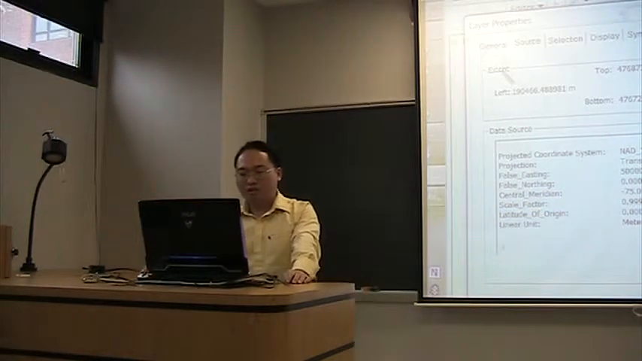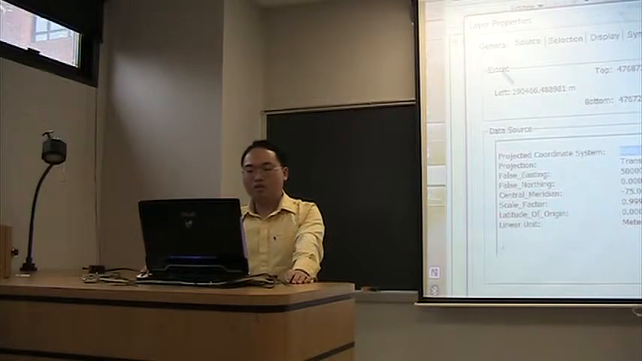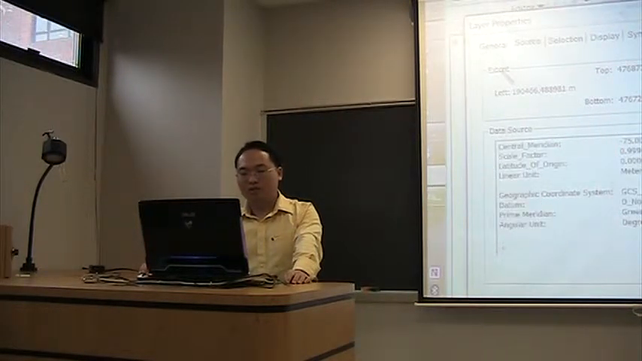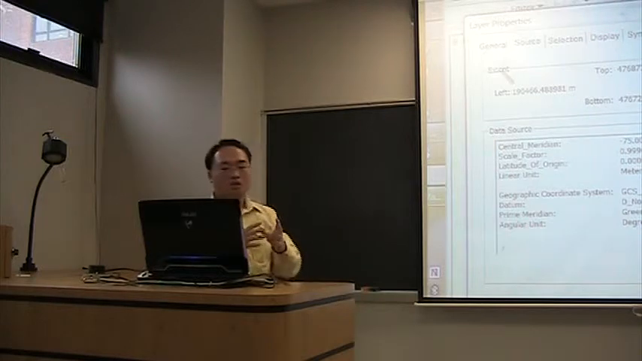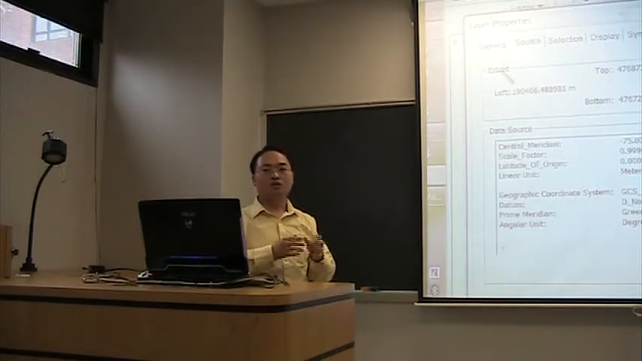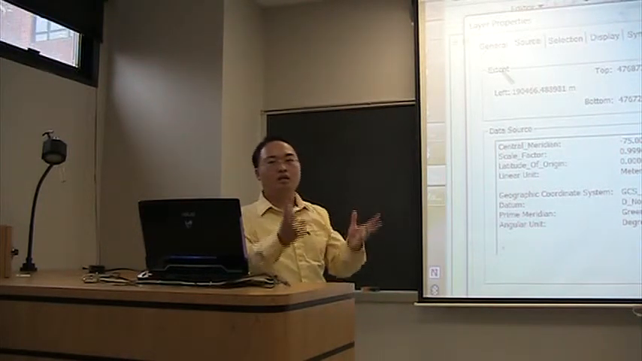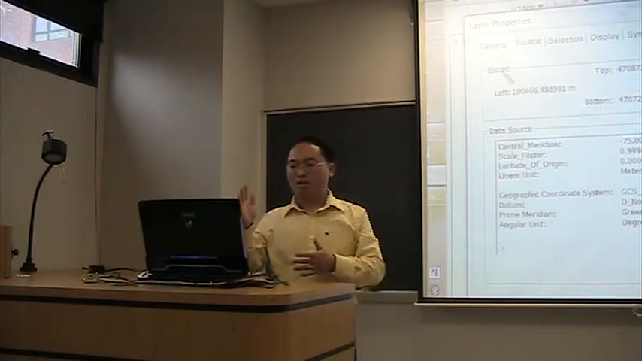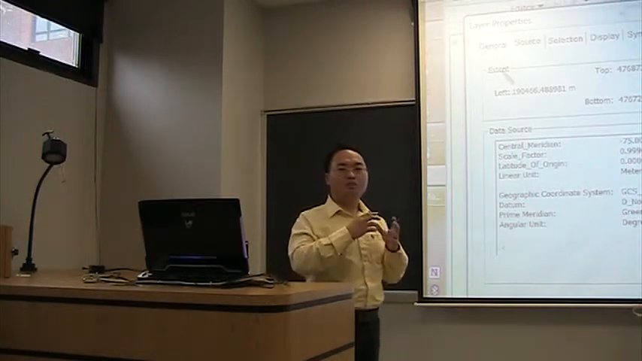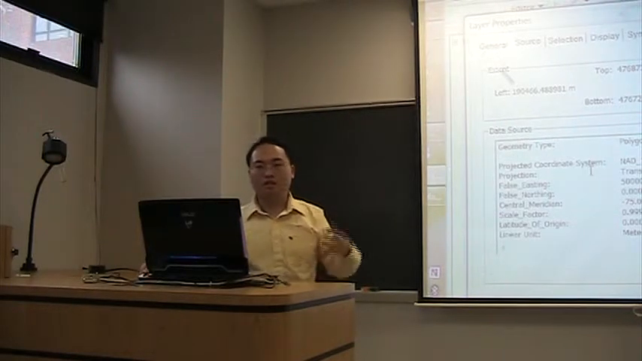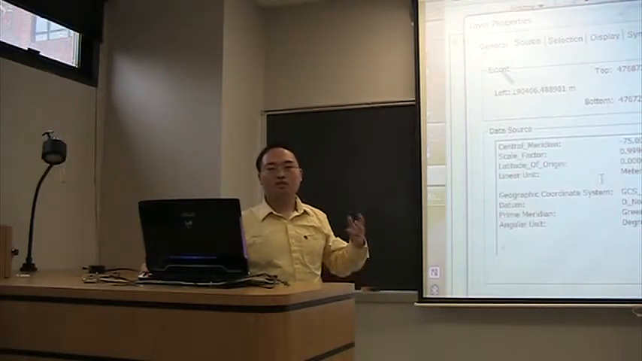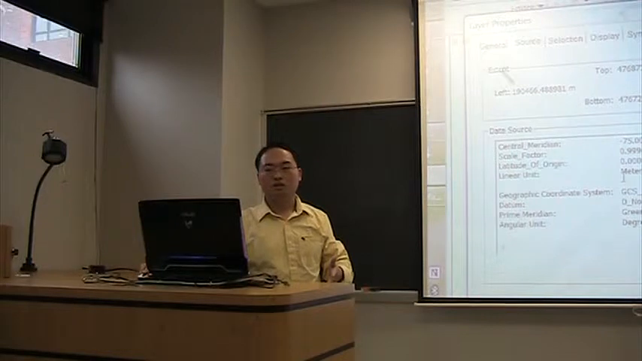So you see the name comprised of two parts, the GCS and the PCS. And if you scroll down, you will see GCS North America 1983. Okay? So if you are using the geographic coordinate system, you use the longitude, latitude, and elevation. You don't need a projective coordinate system. But if you use a PCS, then you need a GCS as its foundation. Okay?